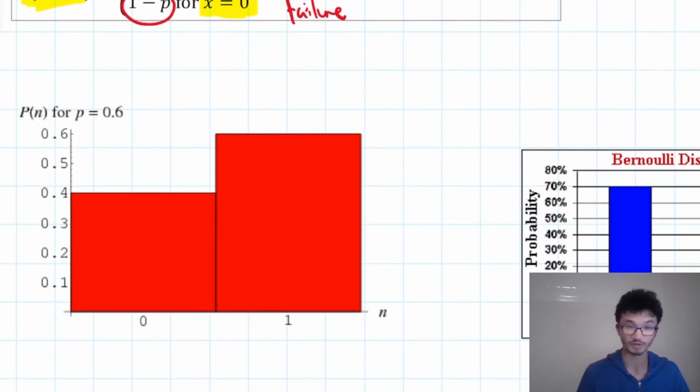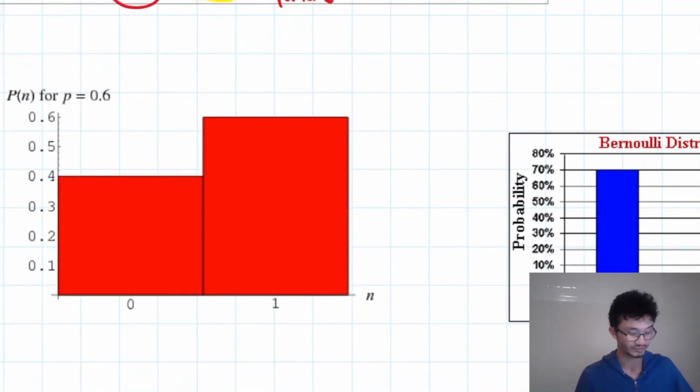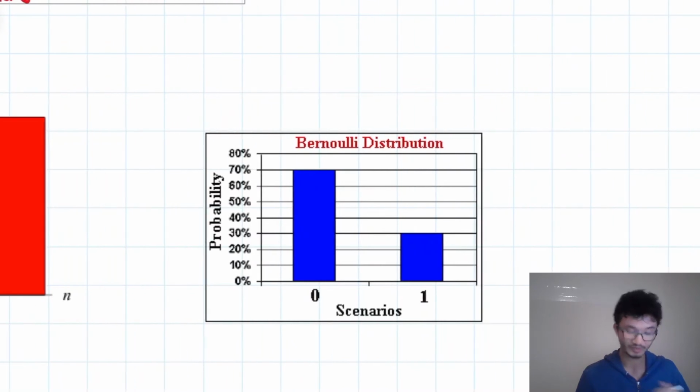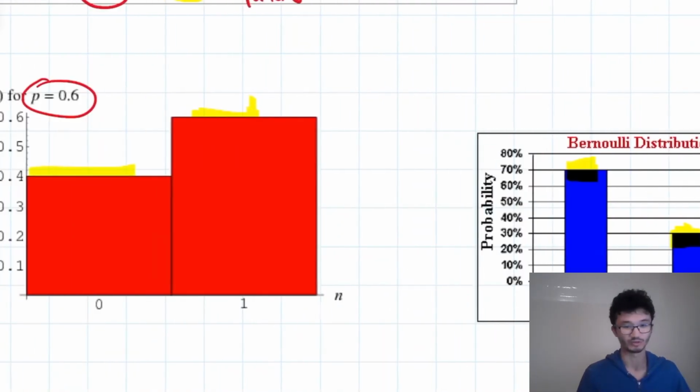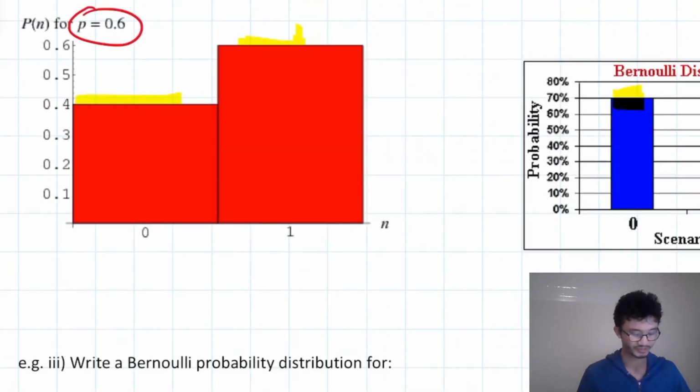Again, visually, this is what it might look like. This is if the chance for success is 0.6. You can see it goes up to here. But then failure would be 0.4, so it adds up to 1. Here's a similar idea as well. We've got 70% for failure, and so you've got 30% for success. That's what these distributions might look like. There are other representations too, though.